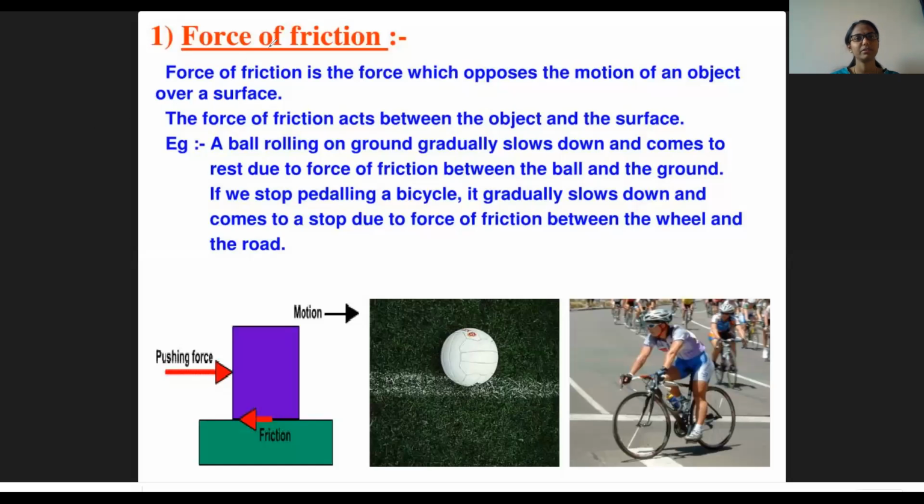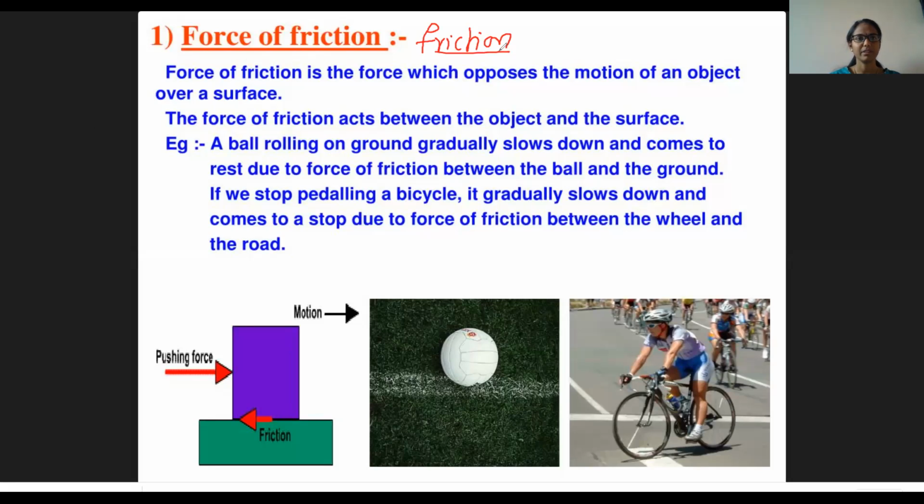Hello children, everyone. In this class, we'll try to understand chapter 12 of class 8 CBSE, that is friction. We'll try to understand the chapter friction.